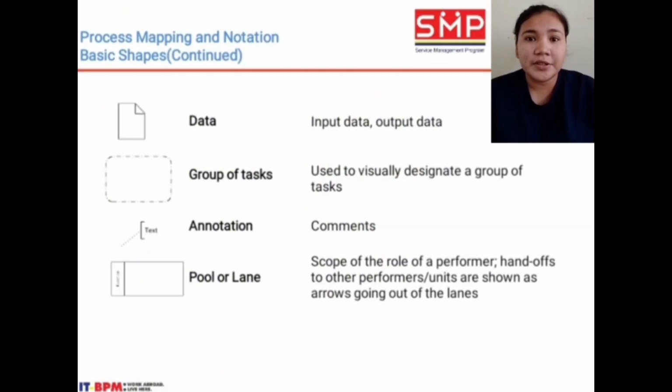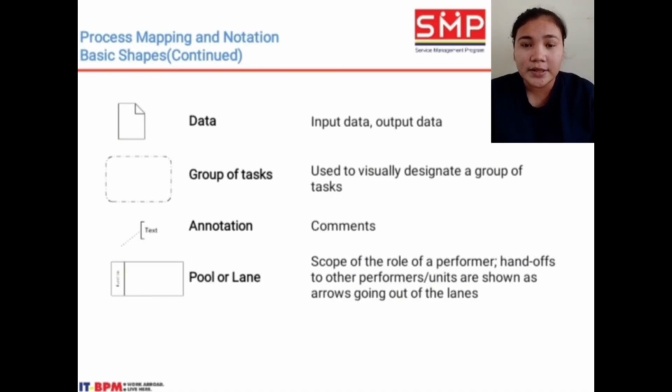Here are other basic shapes of a BPM. The first one is data. Its meaning is information that goes into the process as input or comes out of it as output. And the second one is the group of tasks, used to group several tasks together visually. It doesn't change how the process works, it's just for organizing or highlighting related tasks.